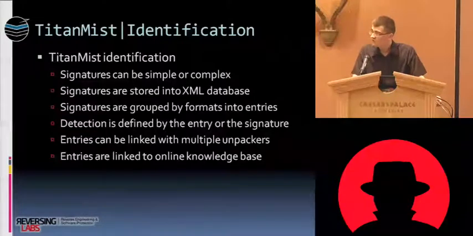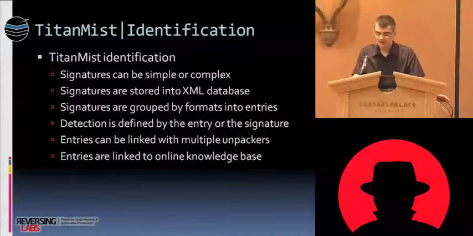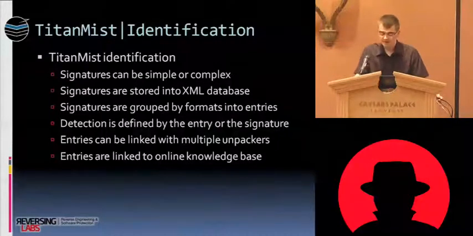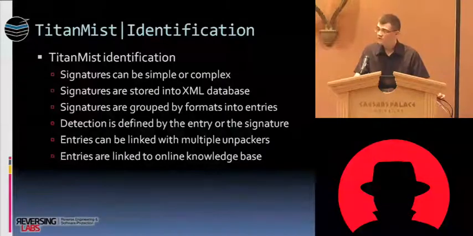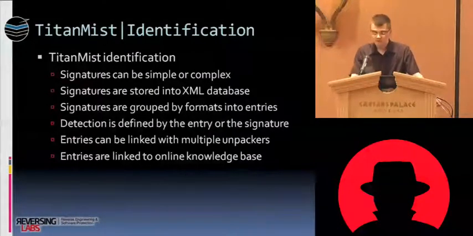Now the identification part is the first part of the TitanMist project, and it is very important because since we are building a specific AMP packer for a specific file format, we need to know which format it is and which version it is. So these signatures are laid out in a database, and they can be both simple and complex. They are grouped into entries, so as I said, you can have multiple signatures for a single file format because there are different versions and packers evolve over time.